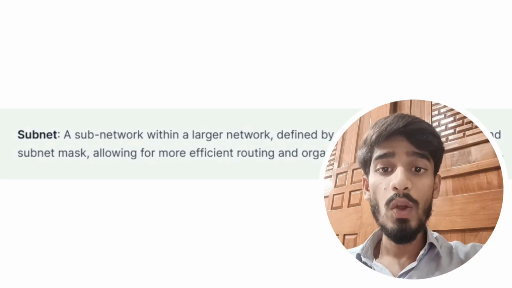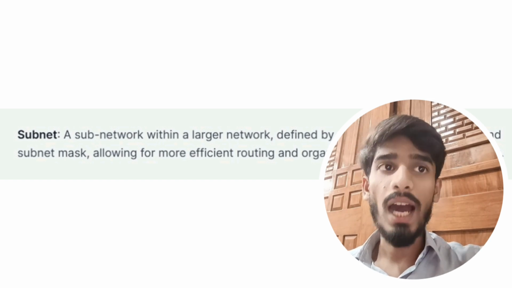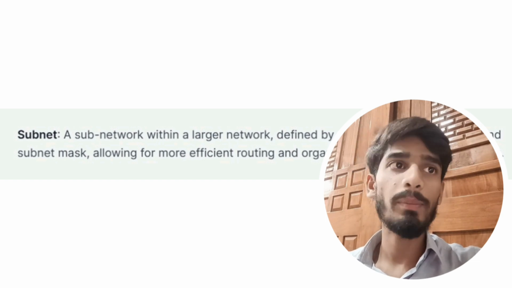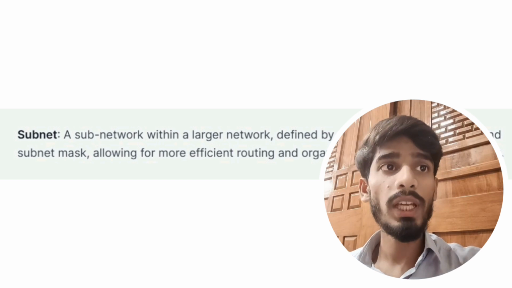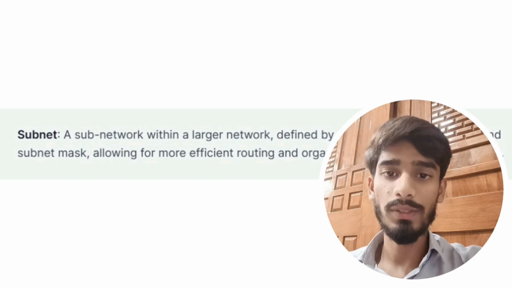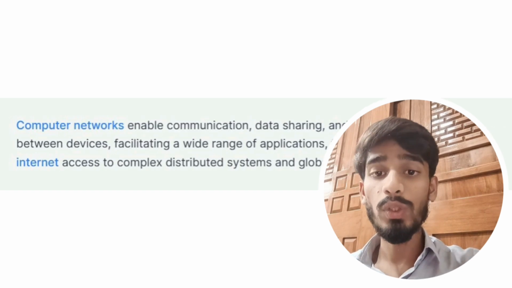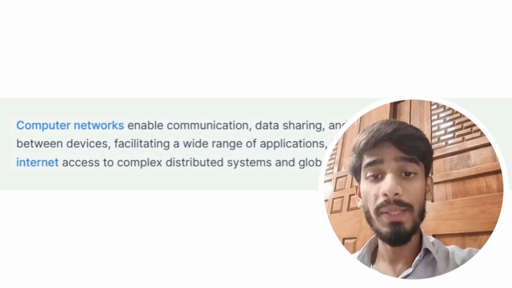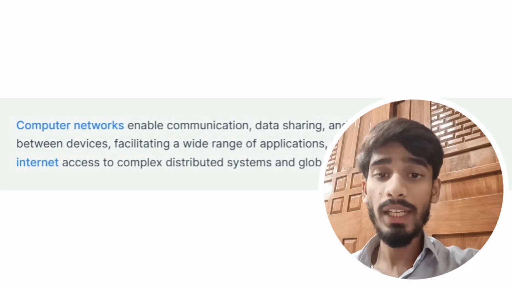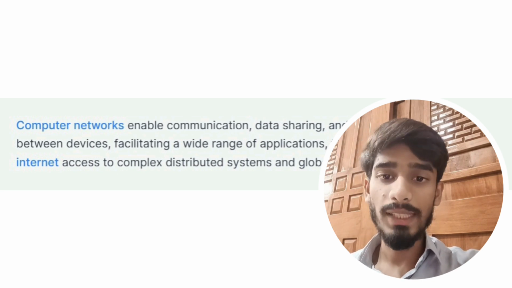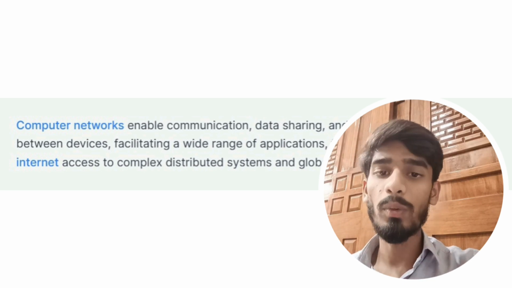Third important point is, what is a subnet? A subnet is a sub-network within a larger network defined by a unique IP address range and subnet mask, allowing for more efficient routing and organization of devices on a network. Fourth point to discuss is uses of computer networks. Computer networks enable communication, data sharing, and resource allocation between devices, facilitating a wide range of applications from simple file transfer and internet access to complex distributed systems and global communications.